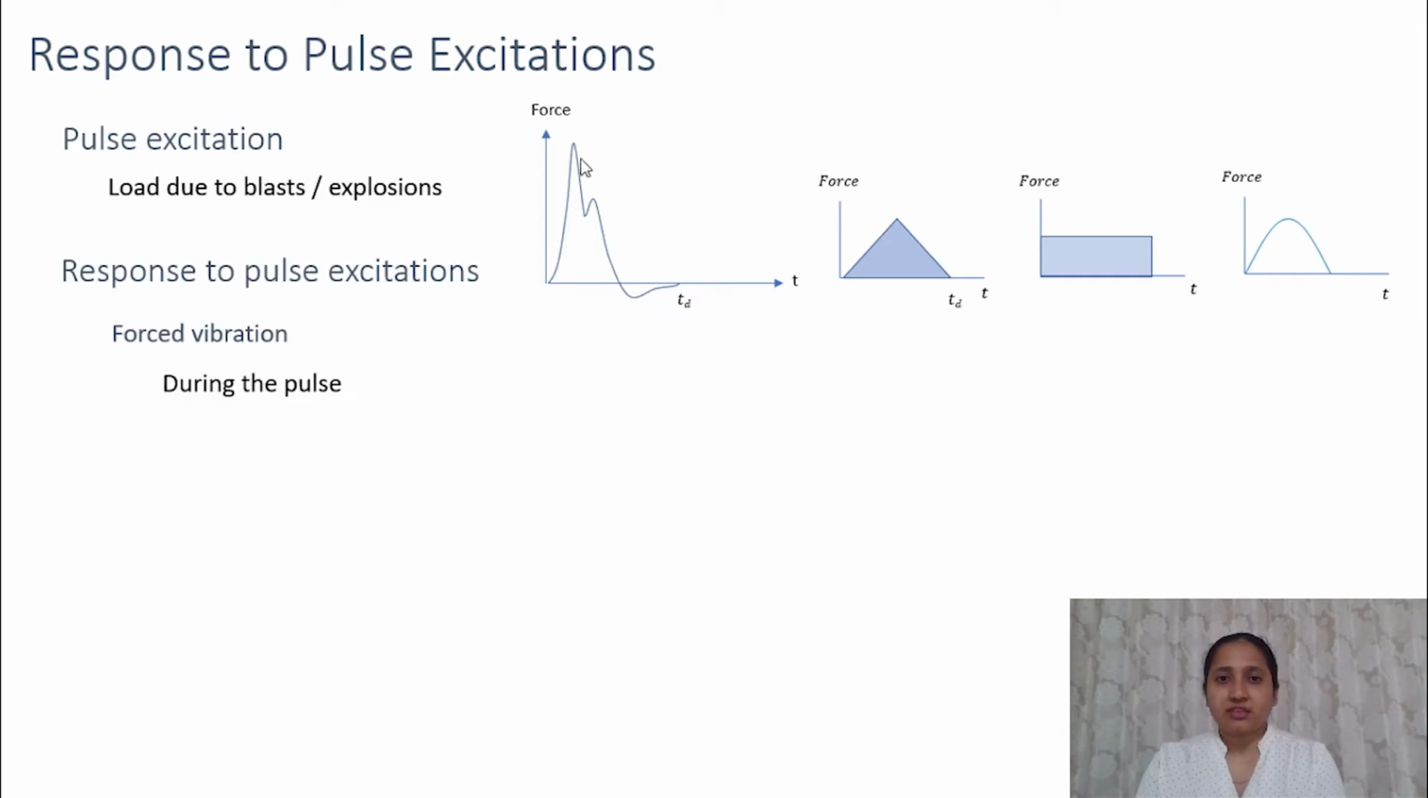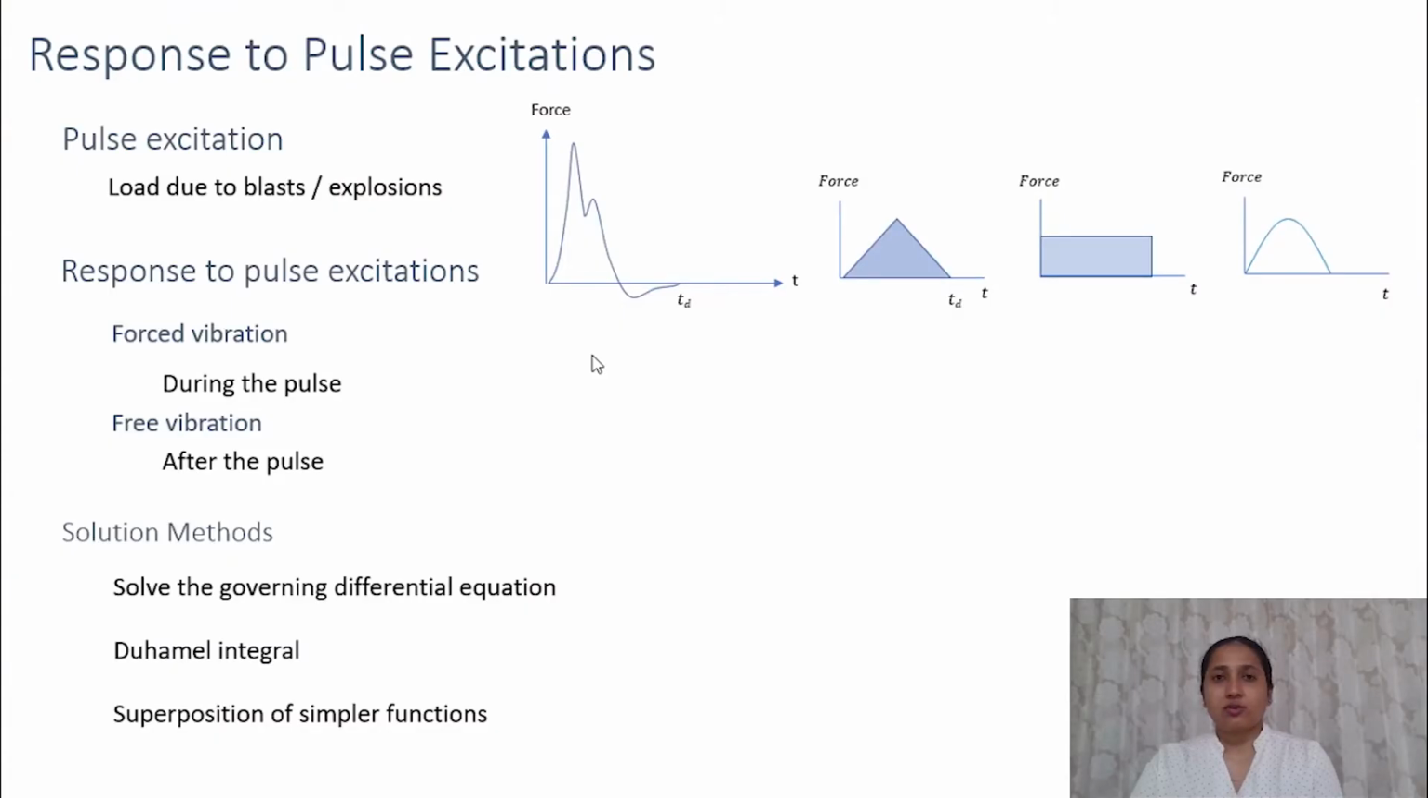Because of this pulse excitation, the system will have a forced vibration and a free vibration. When this force is acting, the system will be under forced vibration, and once the force stops, that is after this time Td, the system will be under free vibration, and that free vibration will depend on the velocity and displacement of the system at the end of this pulse, that is when t is equal to Td.